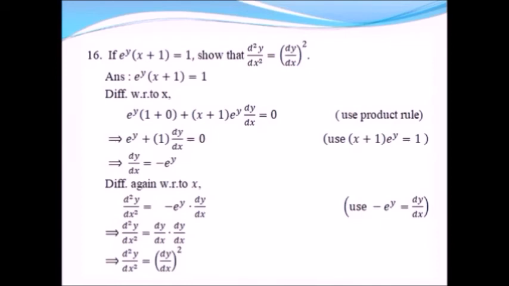Now observe, identify clearly, dy by dx value is minus e to the power y, and here you have to prove d square y by dx square value is equal to dy by dx whole square. So I am substituting minus e to the power y as dy by dx from the first order derivative. So you will get d square y by dx square is equal to dy by dx into dy by dx. So that is same as dy by dx whole square, which is the required equation, hence it is proved.